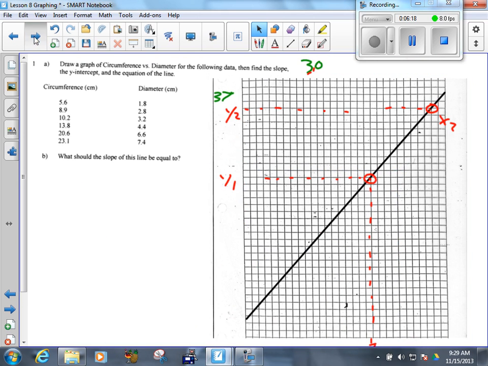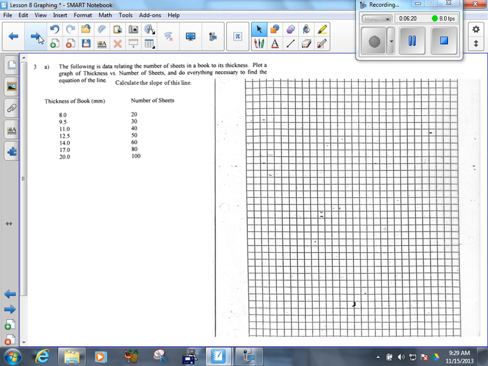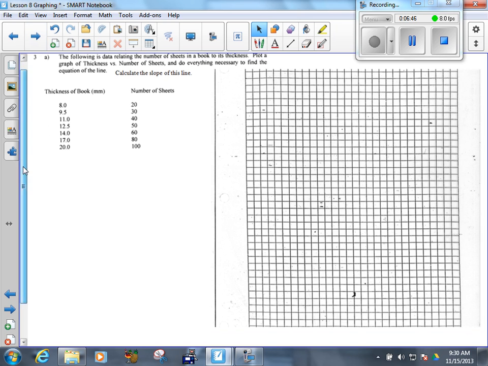Okay, for number 3, what's going to be the manipulated variable? Yeah, the number of sheets. The number of sheets in a book is what determines the book's thickness. Agreed? The book is thicker because it has more sheets. So we're manipulating the number of sheets to see what effect that will have on the thickness of the book. So the number of sheets should be on the bottom, on the x-axis. All right, so I will quickly redo that one here.